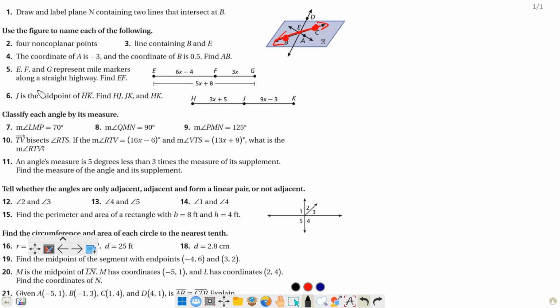And then we go on to question 4. Question 4 says that if we draw a number line, it's helpful for us to see what's going on. Here is 0. We have 1, 2, 3. So here is A, and that is at -3. And then B, if this is 1, where is B? B is right here at 0.5.